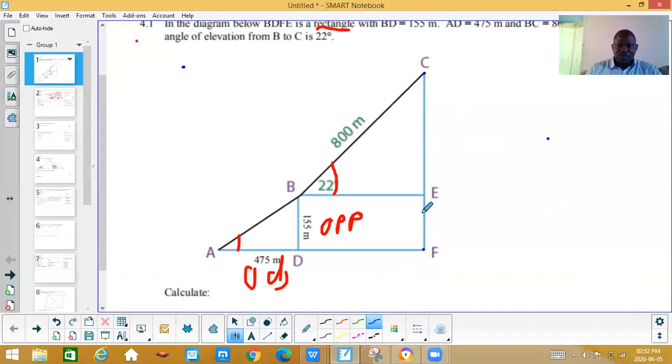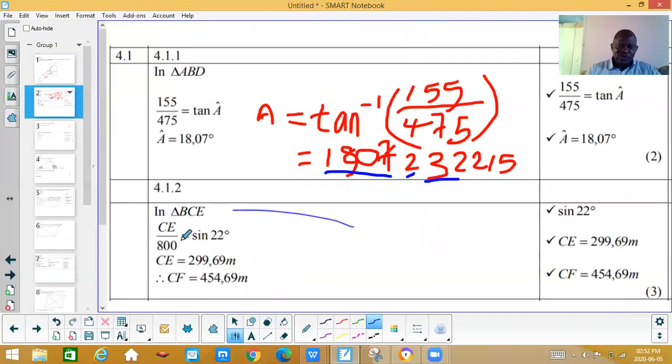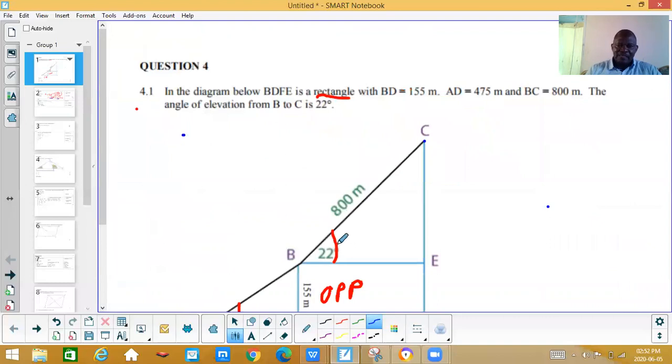First of all, let us look at the triangle BCE. If we look at triangle BCE, on it you need to find this one.